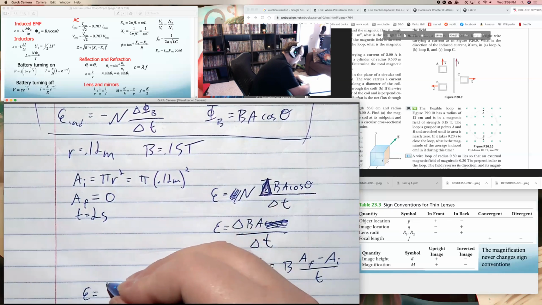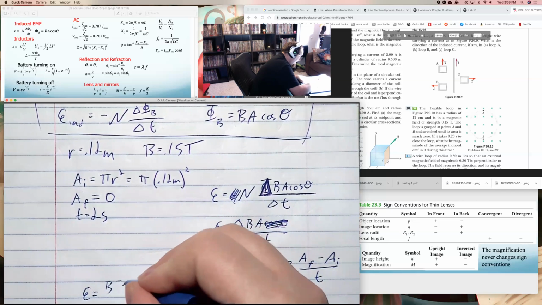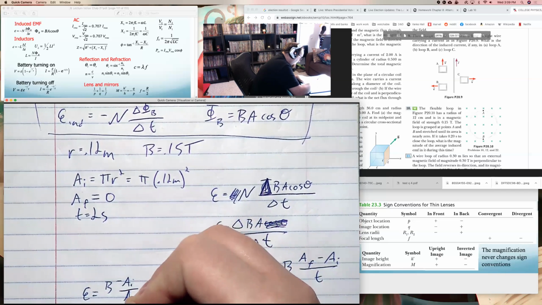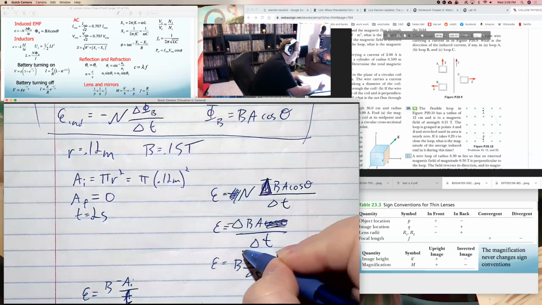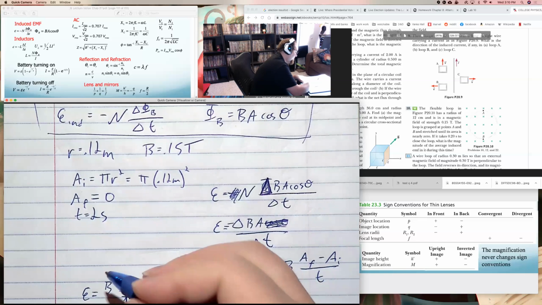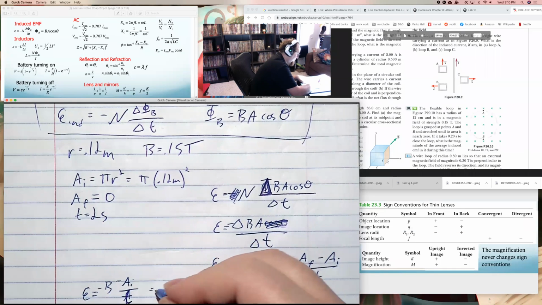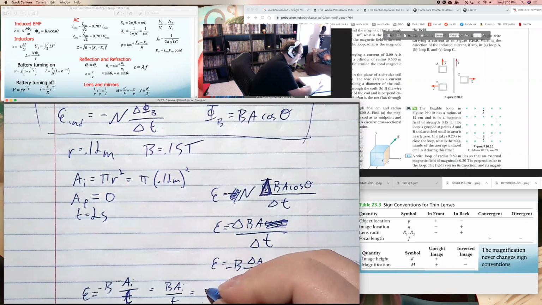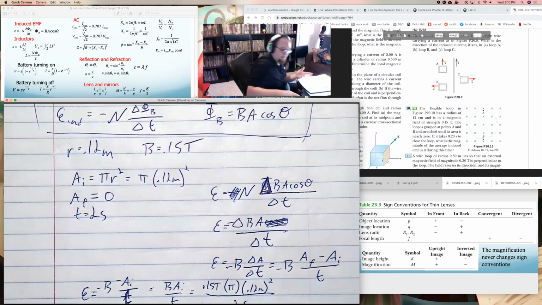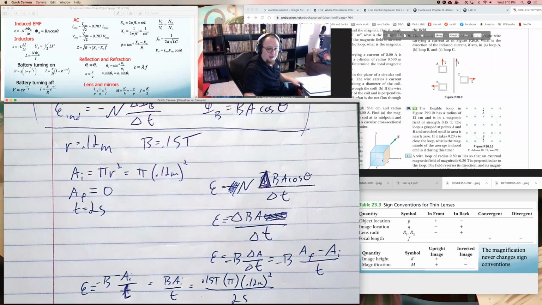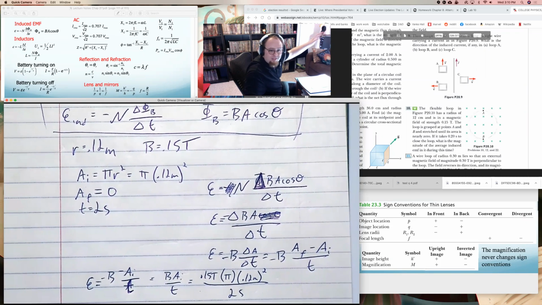will be then B, the area final is 0, negative AI over T. Once again, really there should have been a negative sign here. I got rid of it because I wanted magnitude. If I put that negative sign back in, now I definitely have magnitude. B, A initial over T. Or 0.15 Tesla times pi times 0.12 meters squared over 2 seconds, which we can just do that math. I don't have the answer in front of me, but we can get it.